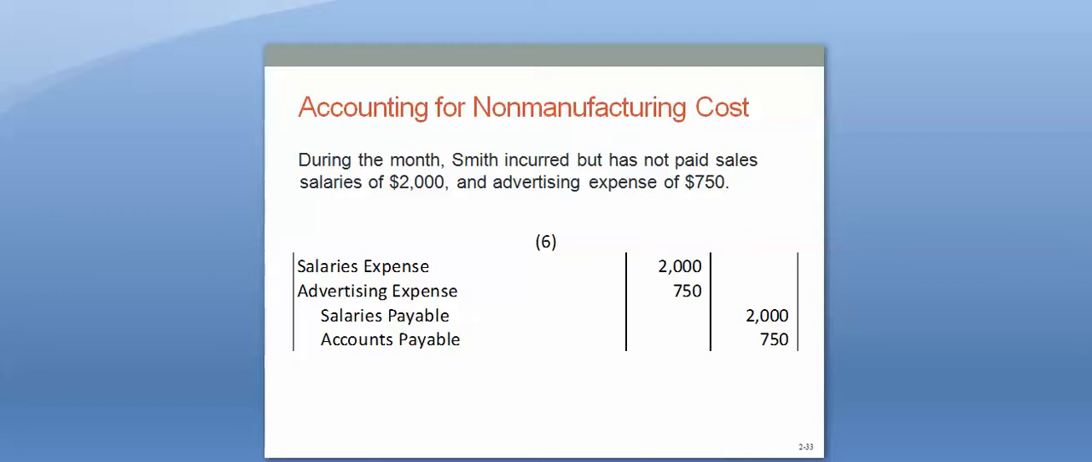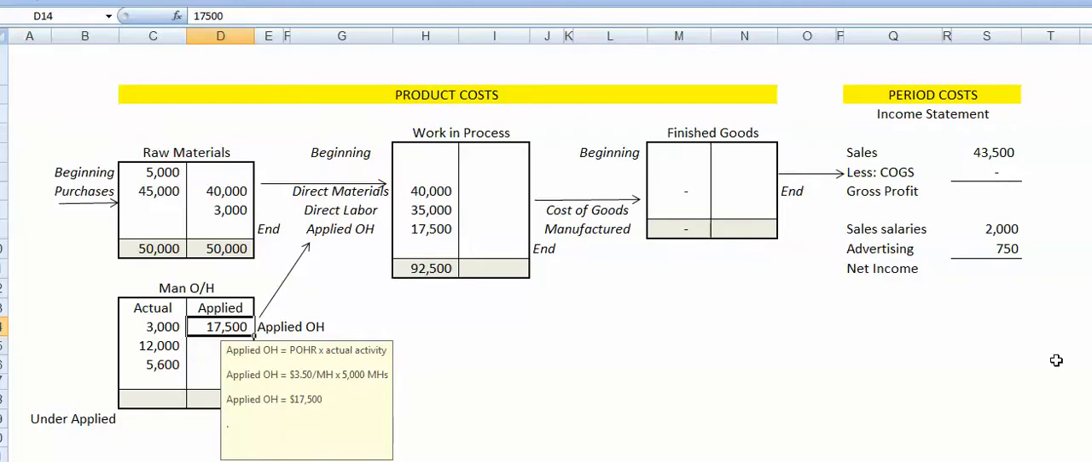Let's assume during the month Smith incurred but has not yet paid sales salaries of $2,000 and advertising expenses of $750. We would debit sales salaries expense $2,000, advertising expense $750, and we would credit payables for like amounts. Let's go ahead and take a look at our flow diagram. On our flow diagram, we can see that our period costs end up directly on our income statement. They never become part of the work in process, raw materials, or finished goods balance sheet accounts.